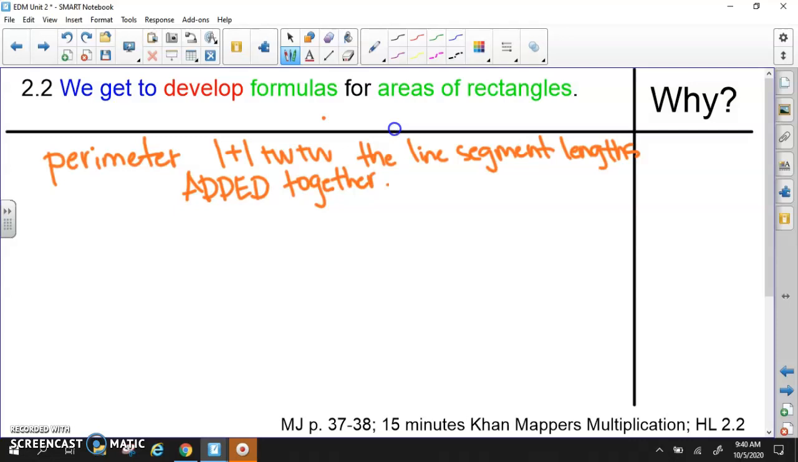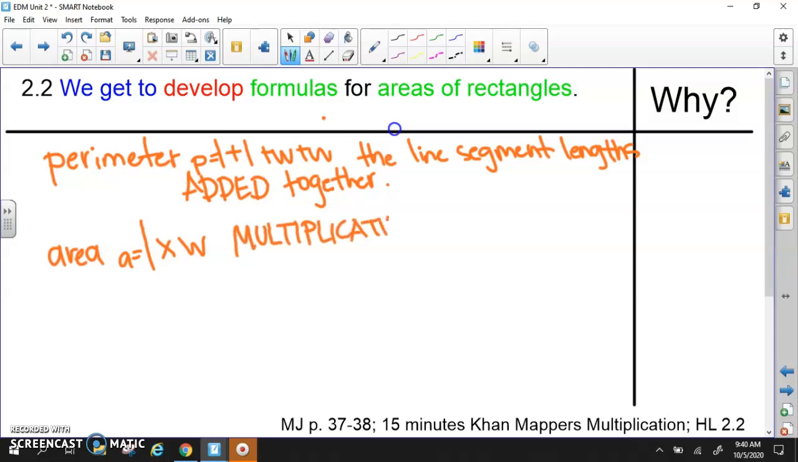Today area is actually multiplication, exactly. So it's going to be L times W, and I should make the P equals and A equals, okay? A equals L times W, okay? And so today you're doing all multiplication.